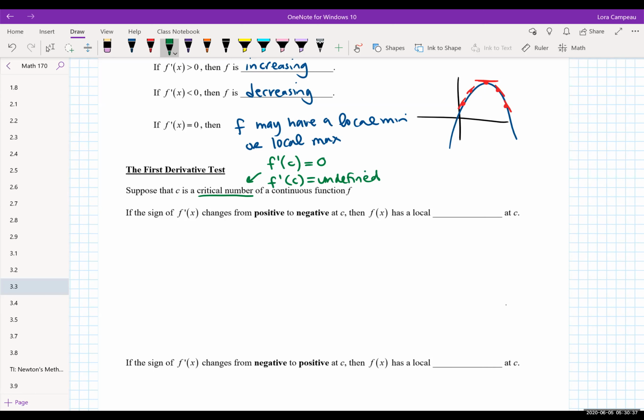But they're trying to tell us that if the sign of the derivative changes from positive to negative at the point x equals c, then f should have a local maximum at c. I'm going to illustrate with a graph, like the one we just drew. It's not always that you have to memorize this. You might be able to make sense of it if you know what's going on.